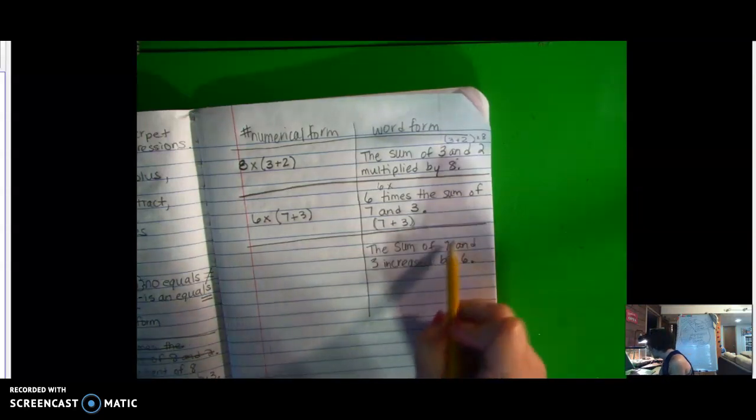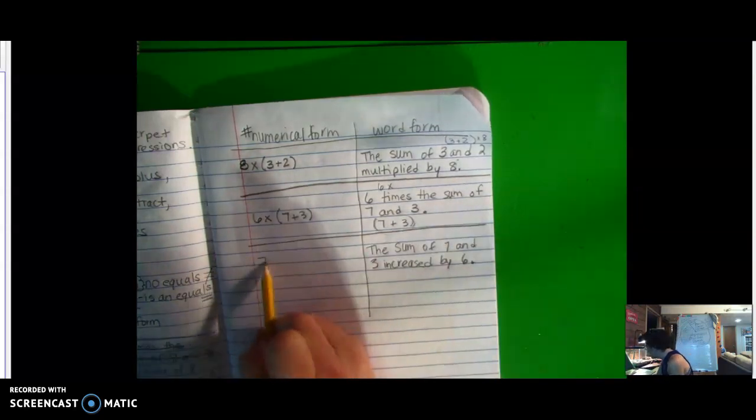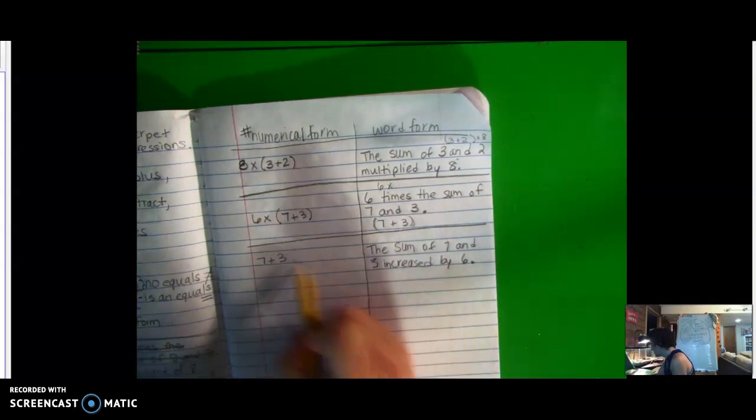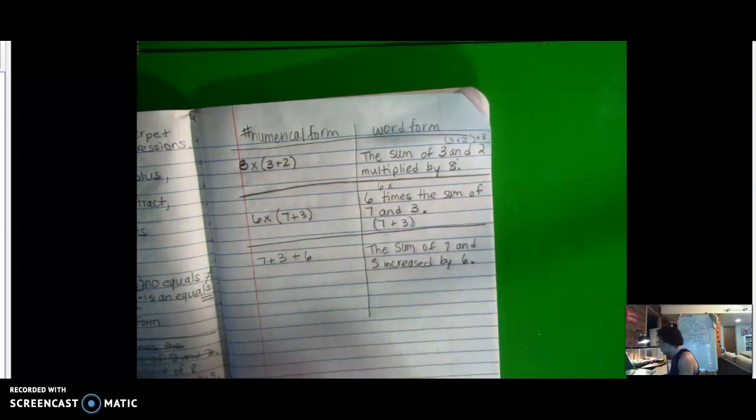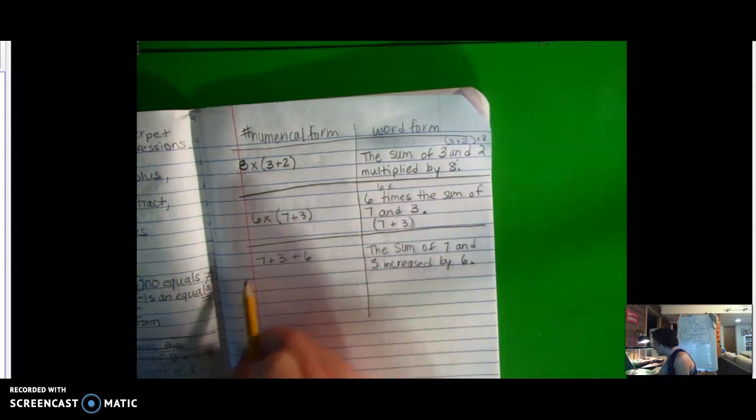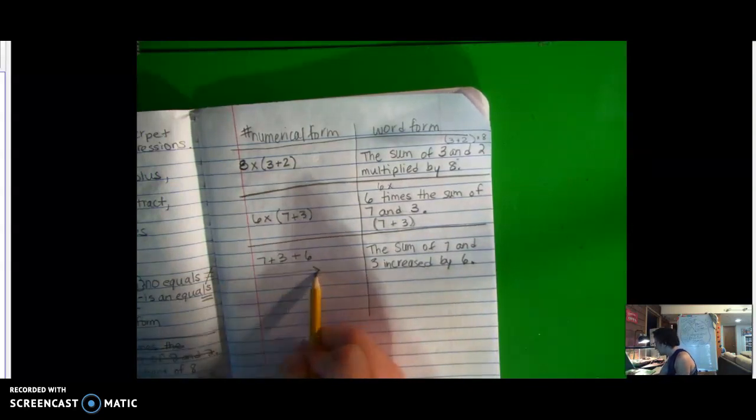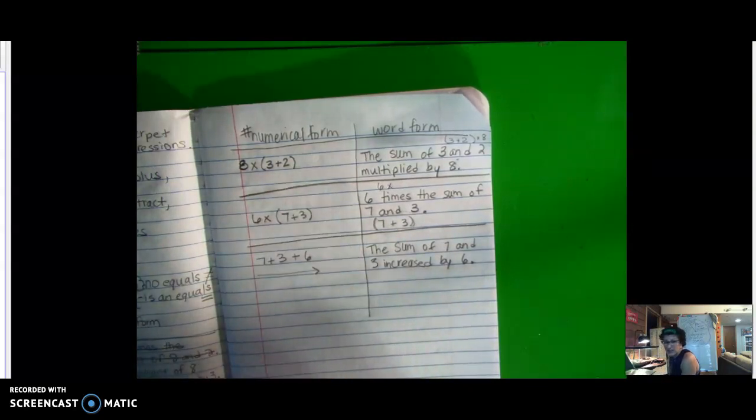Well, we could do that. So the sum of 7 and 3 increased by 6. And because we go from left to right with our adding, that totally works.